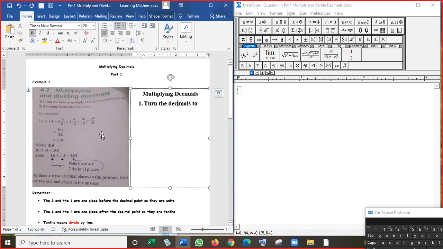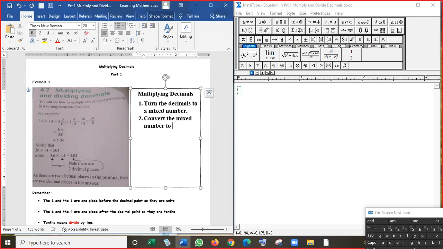Now, if you notice, the first thing that was done is to turn it to a mixed number, then to a fraction, an improper fraction in fact. So you turn the decimals to a mixed number, as you can see in this example. Convert the mixed number to an improper fraction.